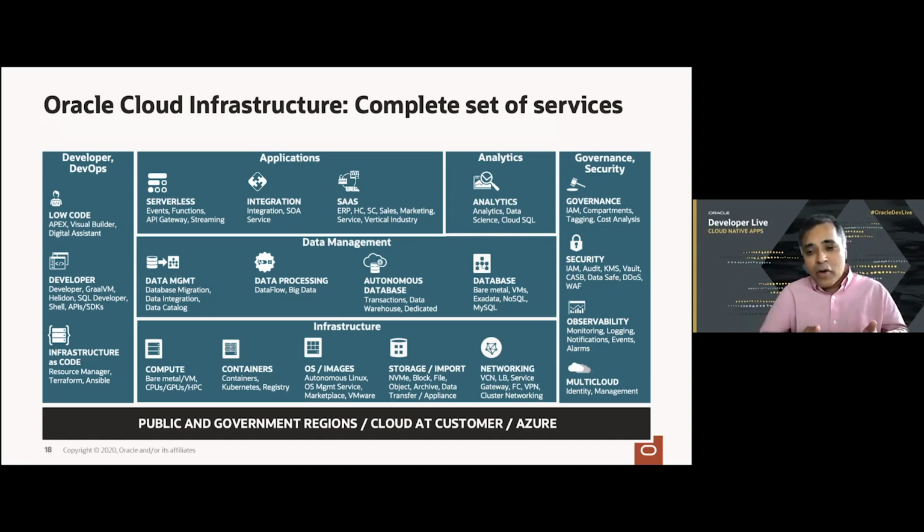The thing to remember, though, is all of this is built on that very, very strong substrate of OCI core infrastructure. So what that really means is the underlying governance, security, observability, identity, all of those capabilities are just baked in. They're built in from the ground up rather than add-ons that you have to think about later.